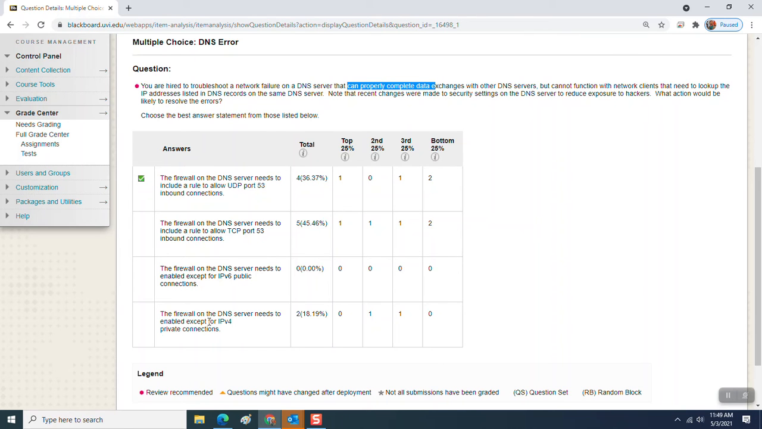The firewall on DNS servers needs to be enabled except for IPv4 private connections. That's a bogus answer. That has nothing to do with the corporate firewall. There are private, public, and domain profiles on client firewalls, but we're talking about a corporate firewall here.